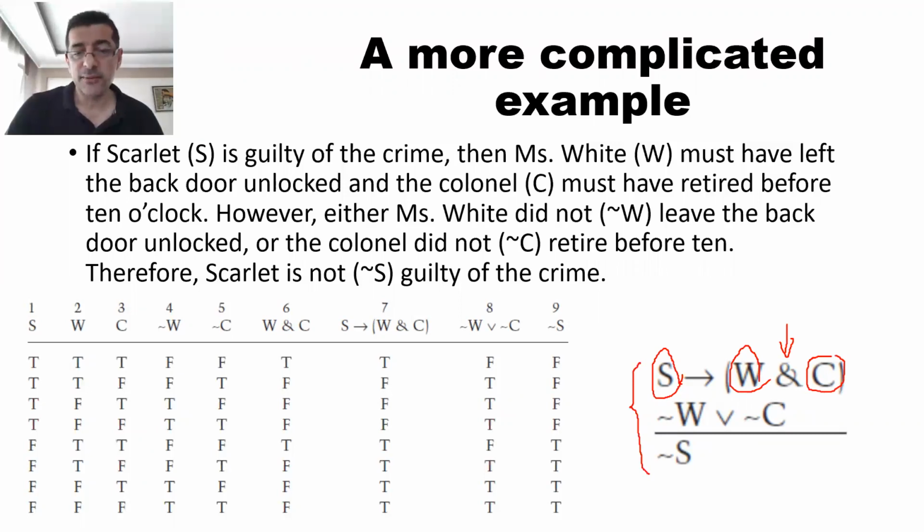And the next one is, however, either Mrs. White did not, so not W, or the colonel did not retire before 10. That is obviously not C. So therefore, this line shows therefore for us here, okay? Therefore, not S. That is, Scarlett is not guilty of the crime. Okay, so now we have three propositions here.